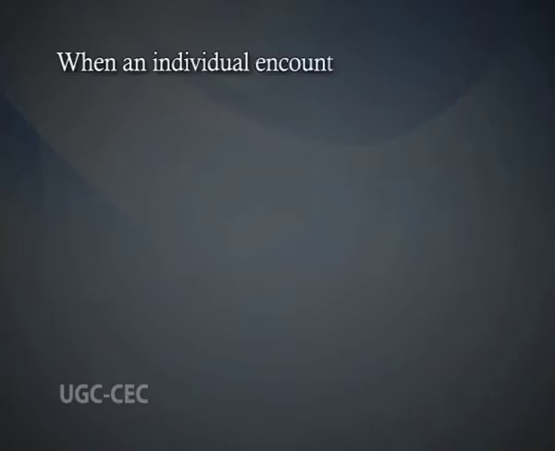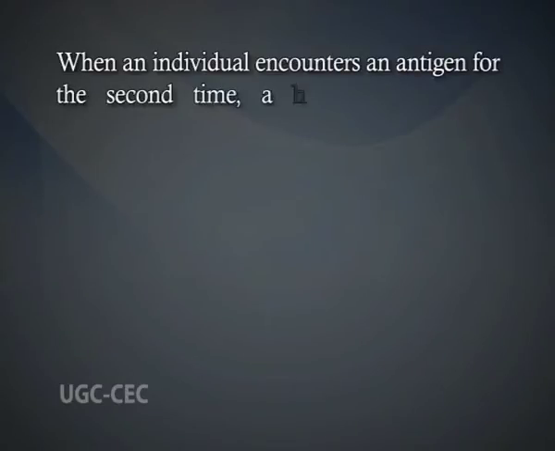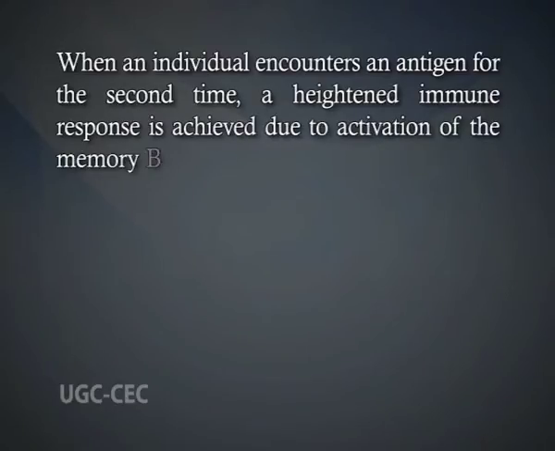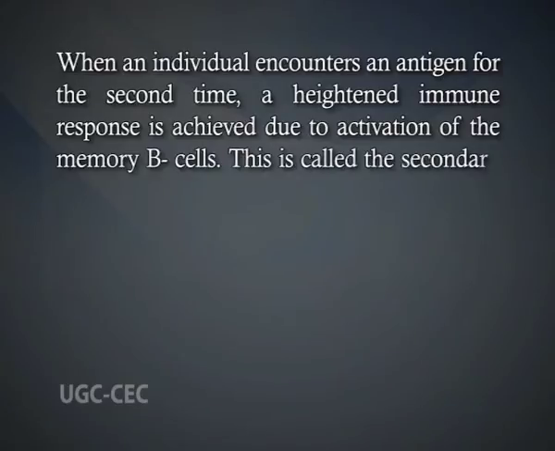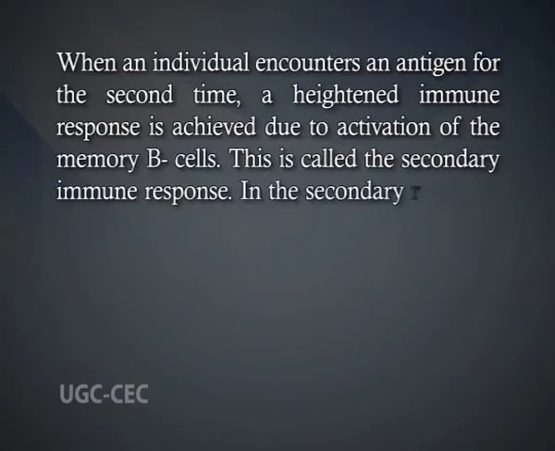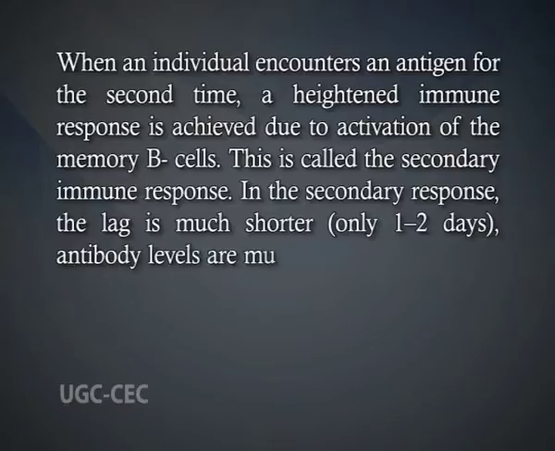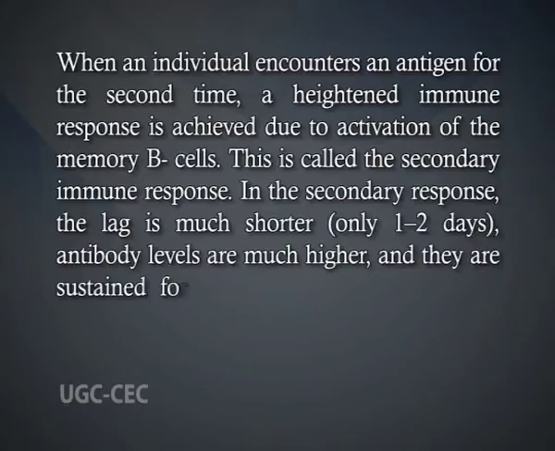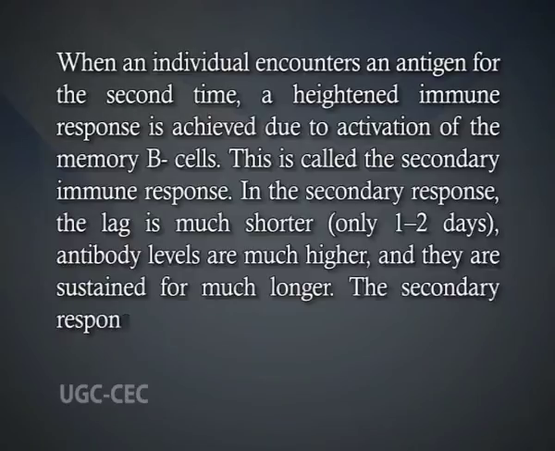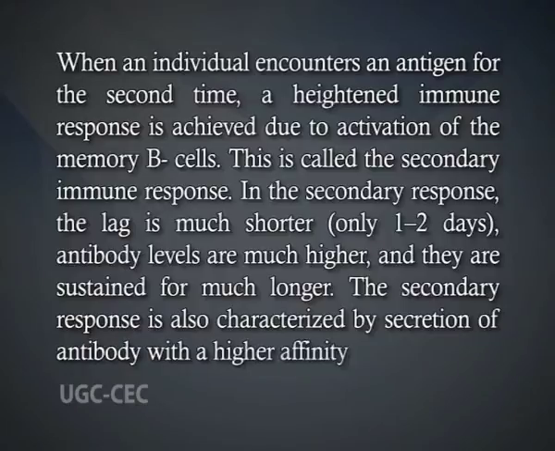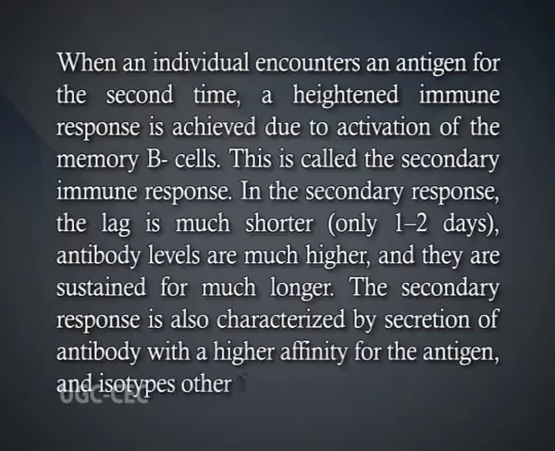memory T cells. Secondary immune response. When an individual encounters an antigen for the second time, a heightened immune response is achieved due to activation of the memory B cells. This is called the secondary immune response. In the secondary response, the lag is much shorter, only 1 to 2 days. Antibody levels are much higher and they are sustained for much longer. The secondary response is also characterized by secretion of antibody with a higher affinity for the antigen. An isotype other than IgM predominates.